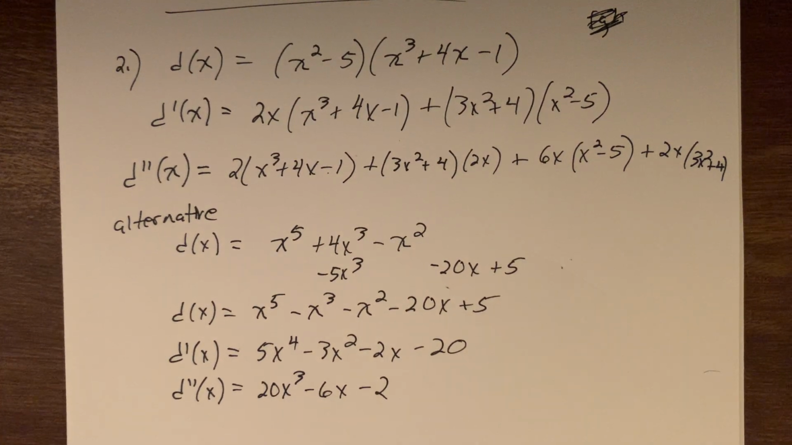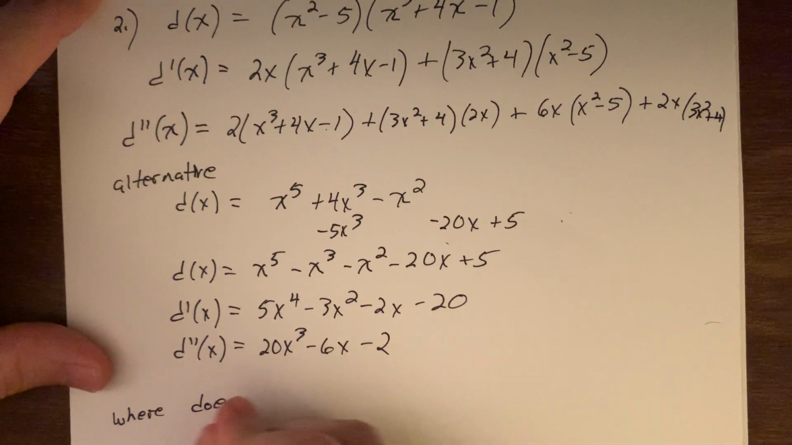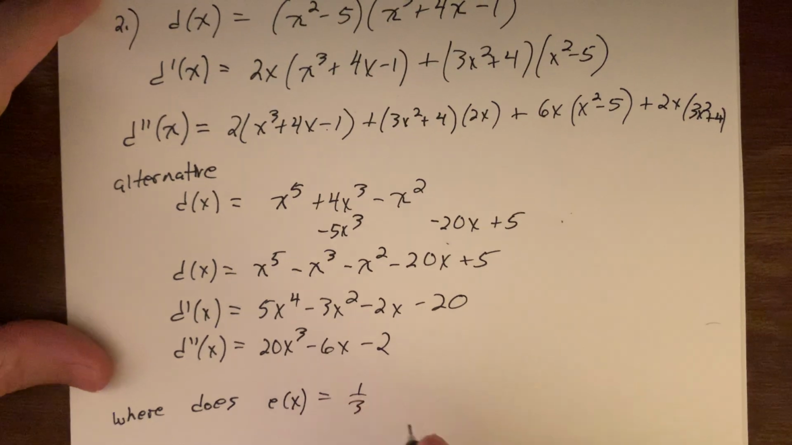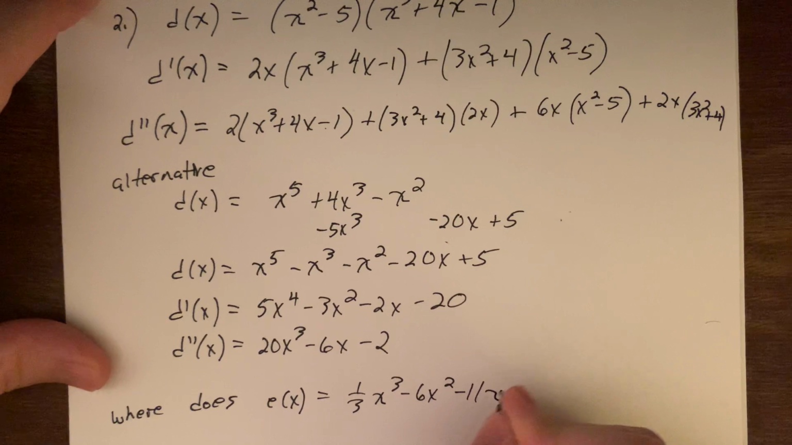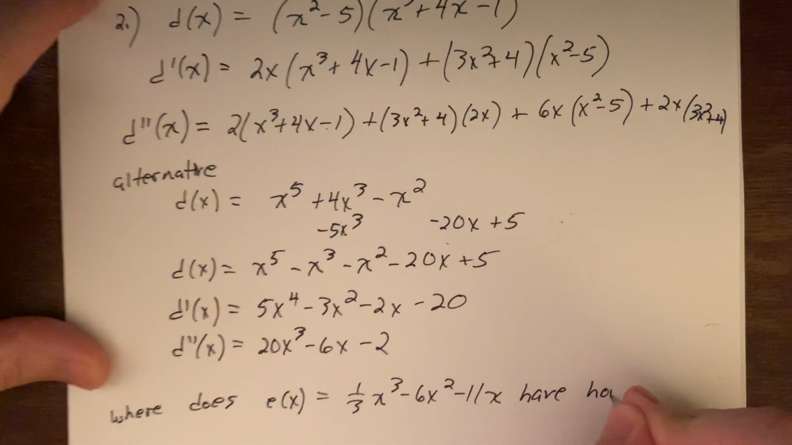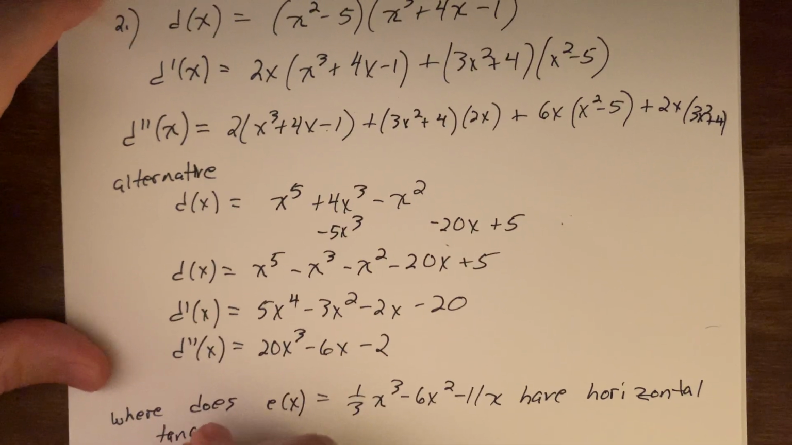Last problem that we want to discuss for now. Going back to tangent lines. We found the equation of tangent lines, and now we're going to move into another important aspect. I'm going to ask you a question. Where does the function e of x equal to 1/3 x cubed minus 6x squared minus 11x, that function, where does that function have horizontal tangent lines?